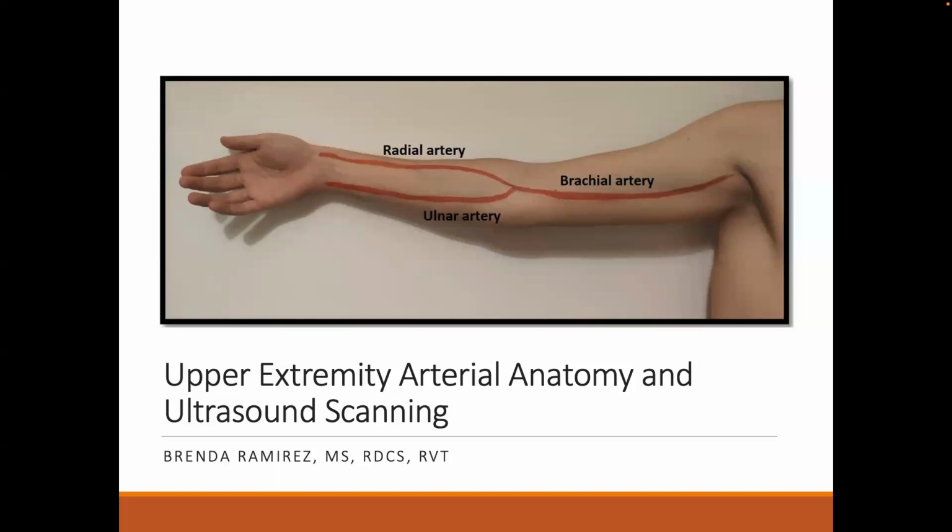Okay. So we're gonna talk about upper extremity arterial anatomy. Arms are really fun to scan. It also can be kind of tedious because those arteries are really small.